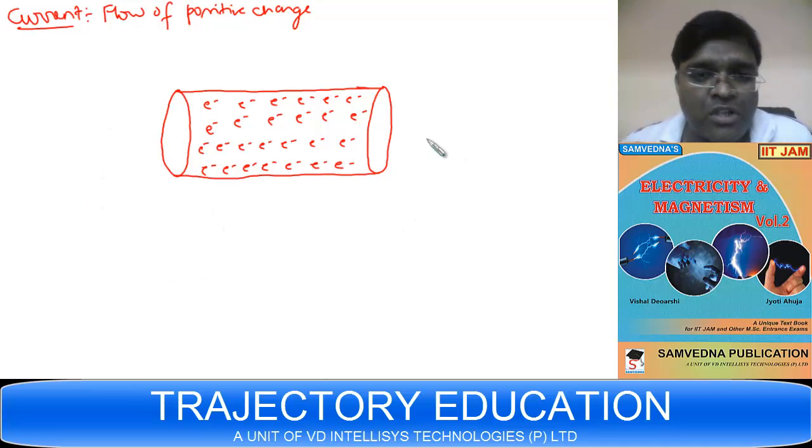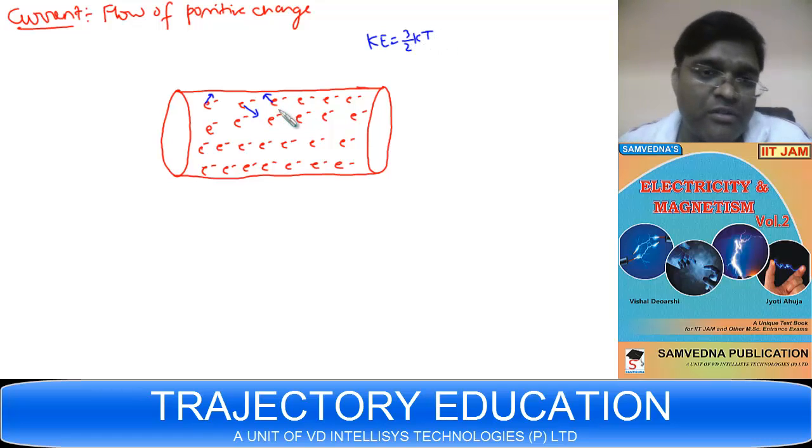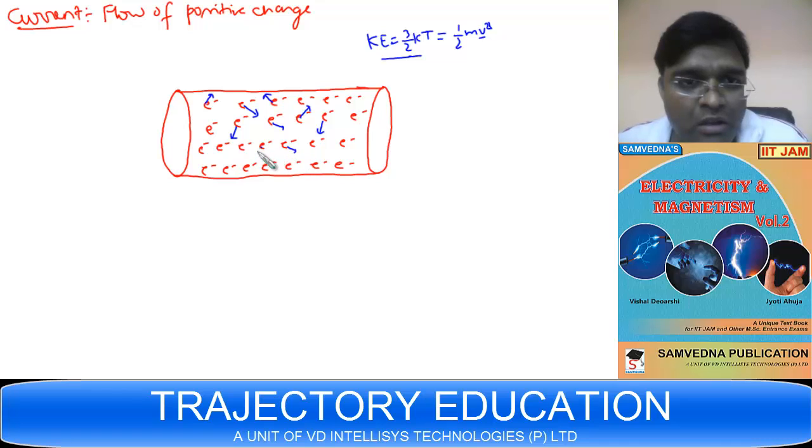If I am not connecting any battery to this conductor, the electrons will move under the effect of thermal motions. See, thermal kinetic energy: each particle at temperature T has kinetic energy of 3/2 kT, where k is the Boltzmann constant, right? So this energy at room temperature is good enough to move these particles, since the particles have very small inertia. If I equate it to half mv square, you will have this velocity. So they are moving randomly, in arbitrary directions, right?